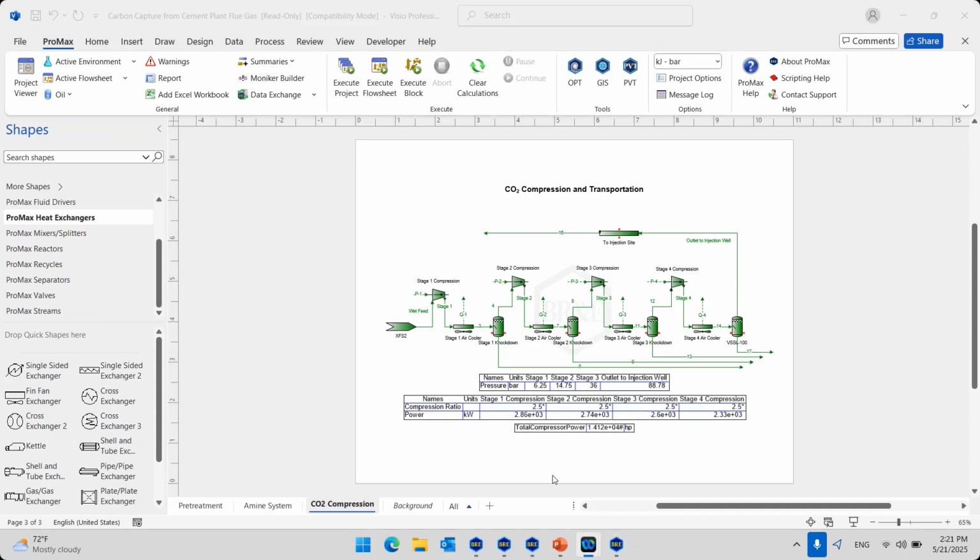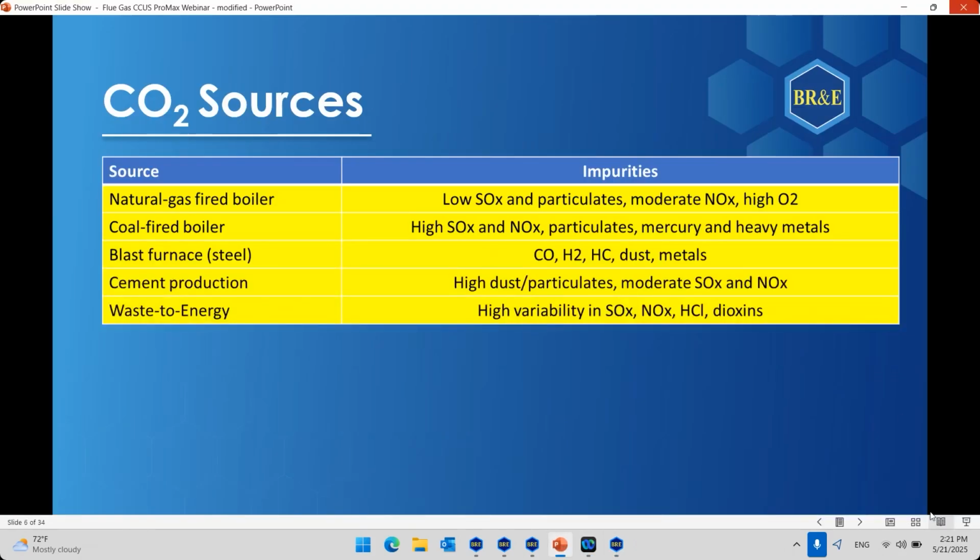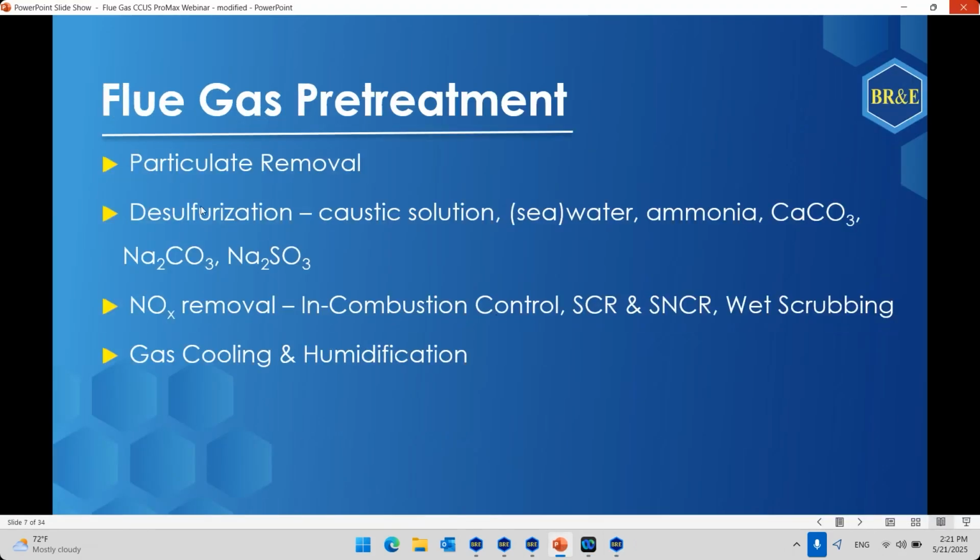All right, so this was our overview of what the processes are. Right now, we are going to focus on each of these steps separately. So this brings me back to the slides. Let's first discuss the first important step, and that is the flue gas pretreatment.